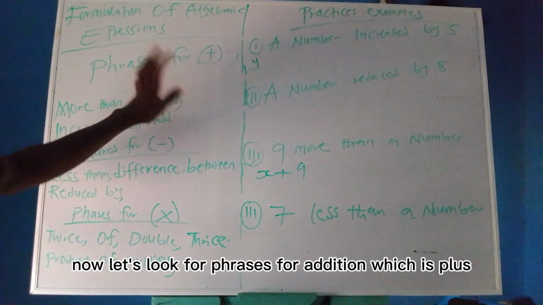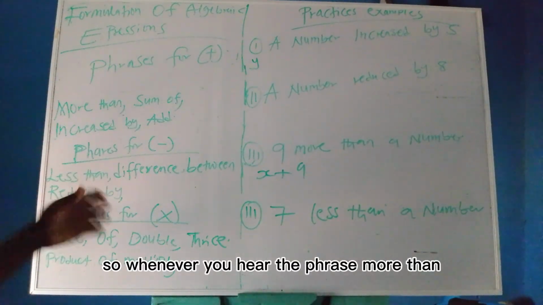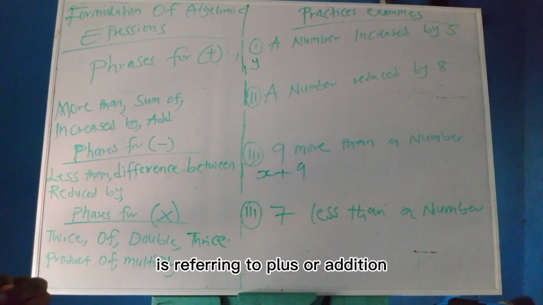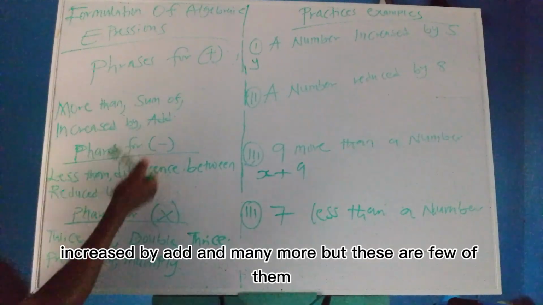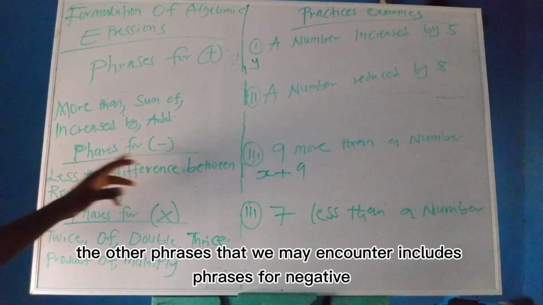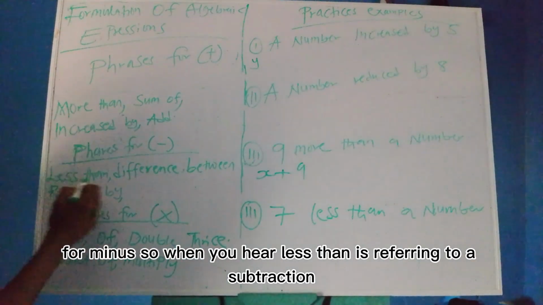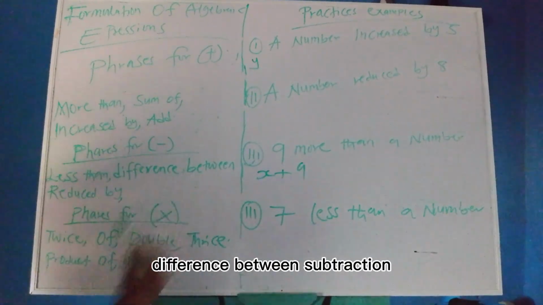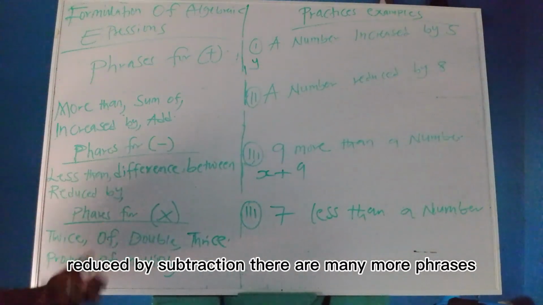Now let's look at phrases for addition, which is plus. Whenever you hear the phrase more than, it's referring to plus or addition. Sum of is referring to plus or addition. Increased by, add, and many more, but these are a few of them. Now the other phrases that we may encounter include phrases for negative, for minus. When you hear less than, it's referring to a subtraction. Difference between, subtraction. Reduced by, subtraction. There are many more phrases.